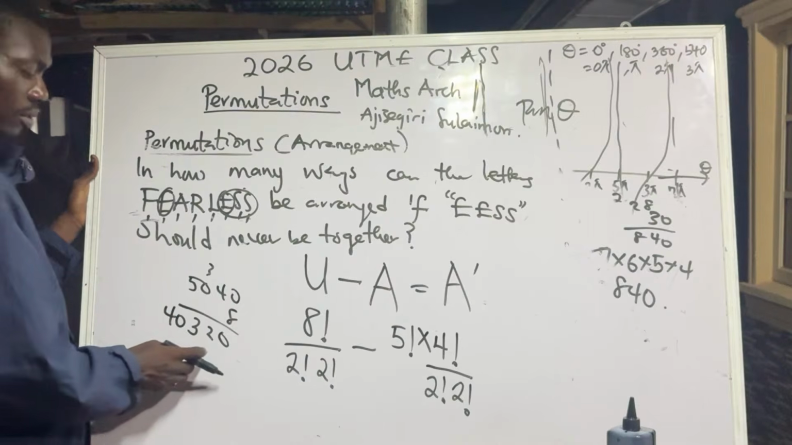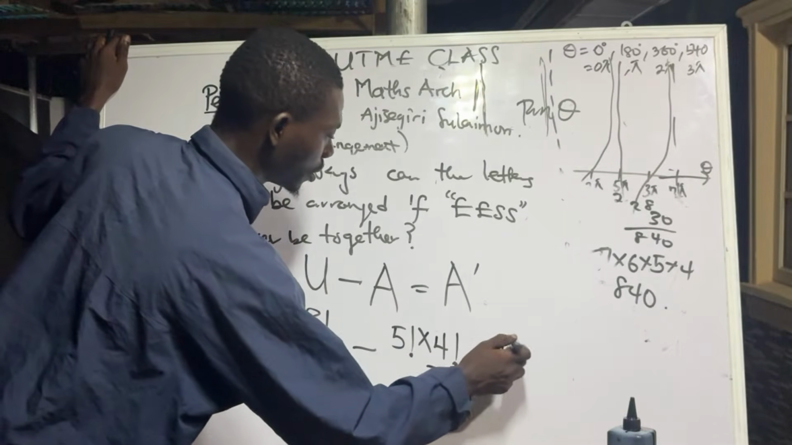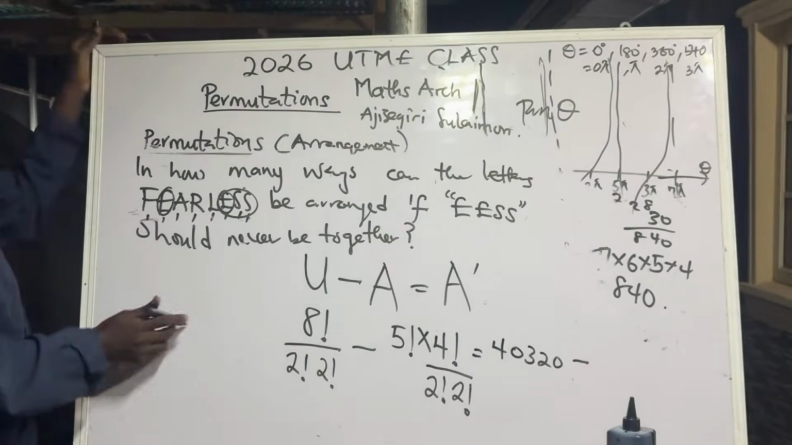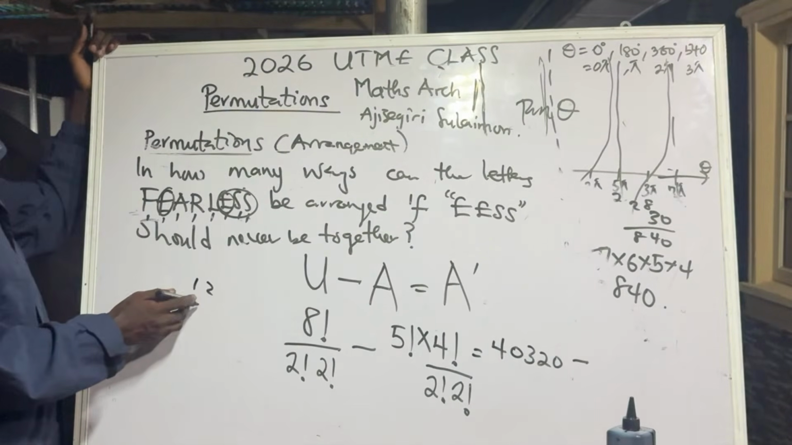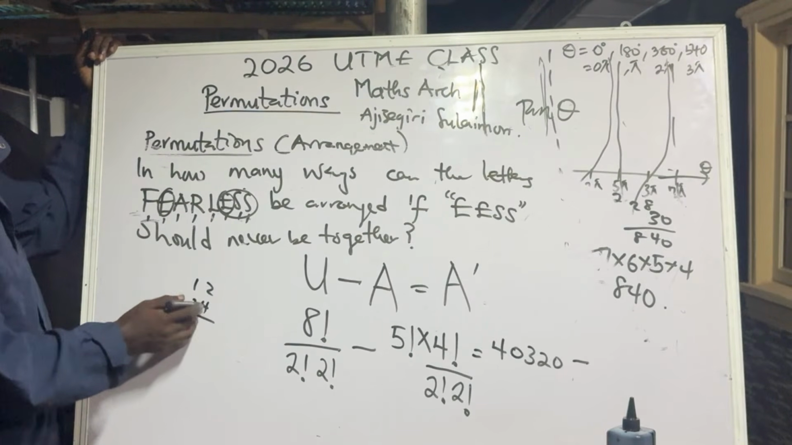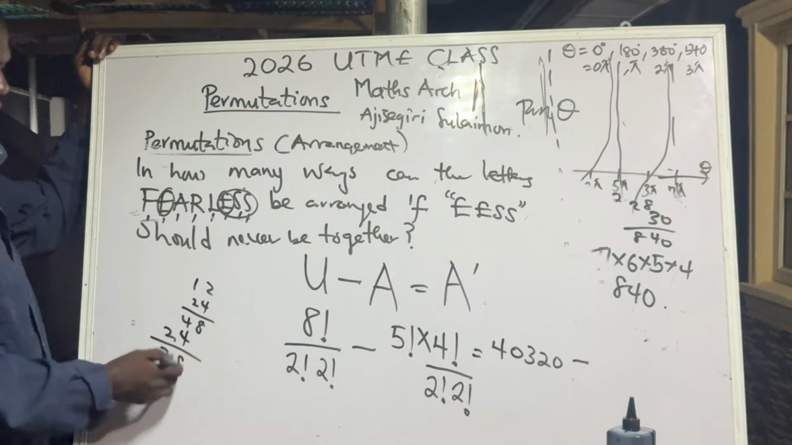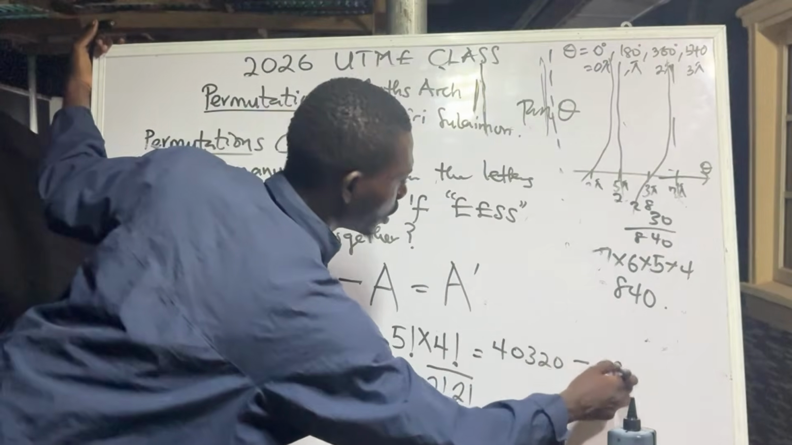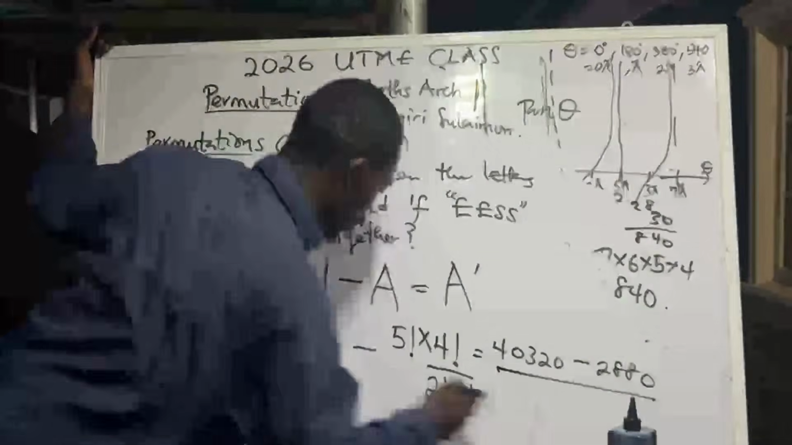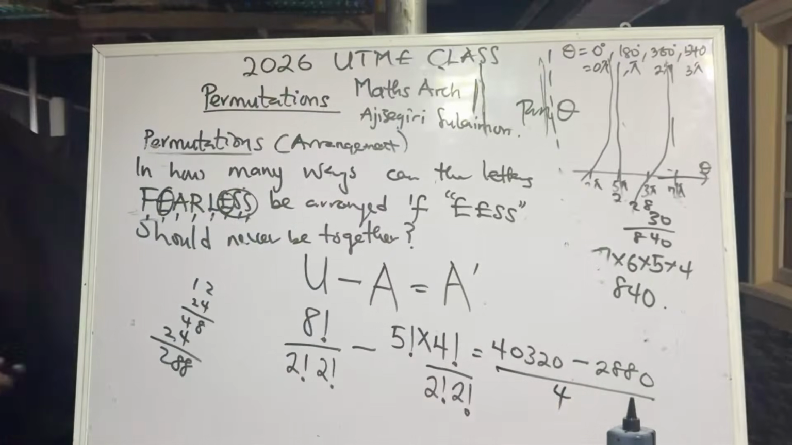That's 40,320. 40,320 minus 5 factorial is what? 120. Okay? Then 4 factorial is what? 24. This is 8, this is 4. This is 4, this is 2. That's 288. Over the LCM will be what? 4. Yes. So subtract that one and divide it by 4.